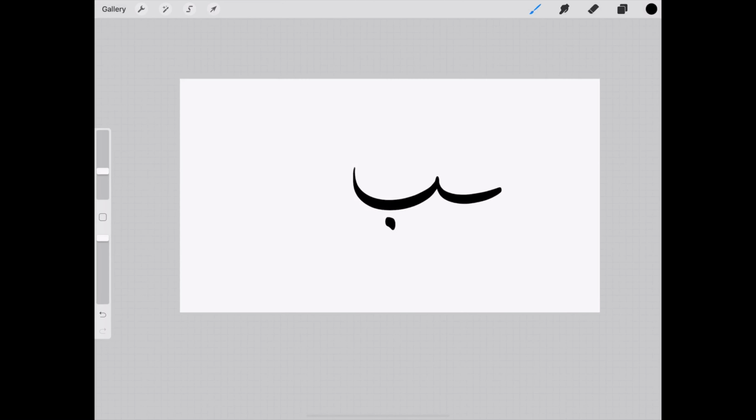This is how it should look like. Ibbi, ibbi. What if the ba letter was in the middle of a word? One way it may look like would be like this. Ibbi, ibbi. So you can pause the video and practice the different formats of the shadda.